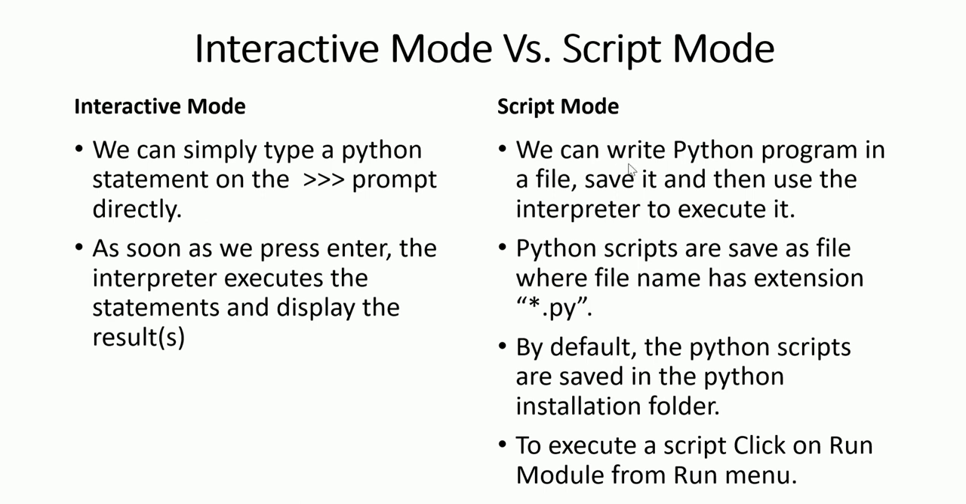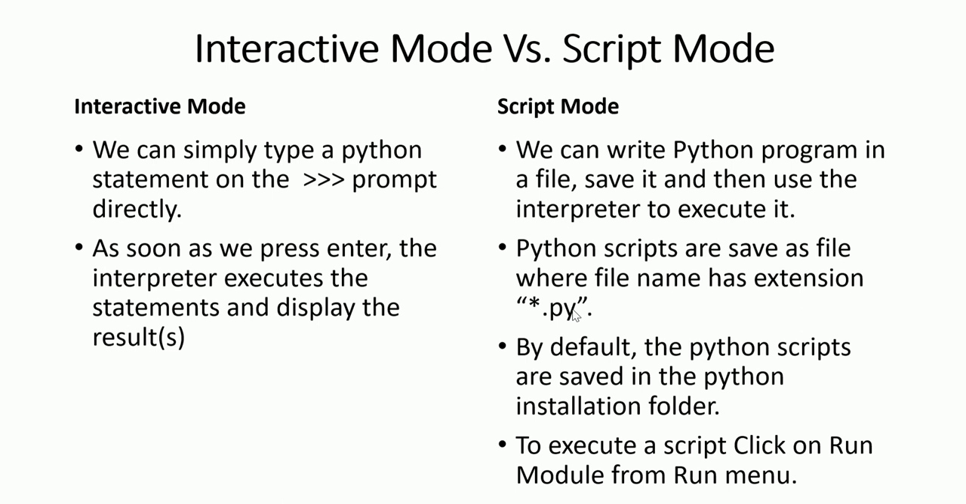In script mode, we can write a Python program in a file, save it, and then use the interpreter to execute the file. Python scripts should always be saved as a file whose name has the extension .py, like your file name .py. By default, the Python scripts are saved in the Python installation folder, where Python is installed.